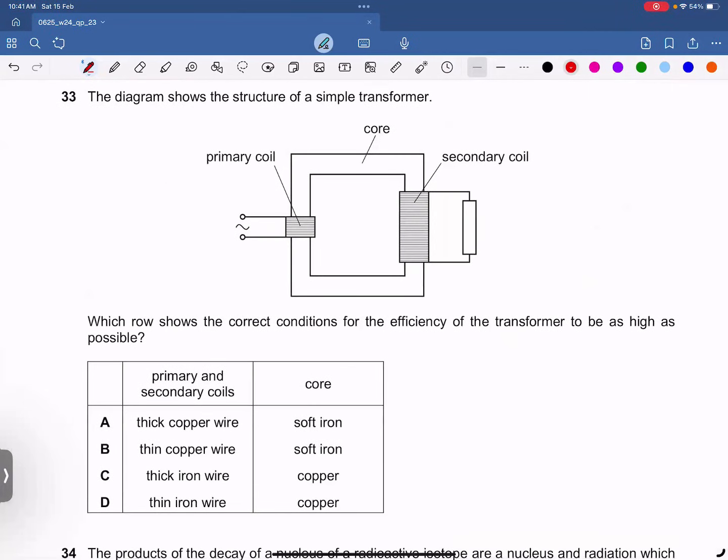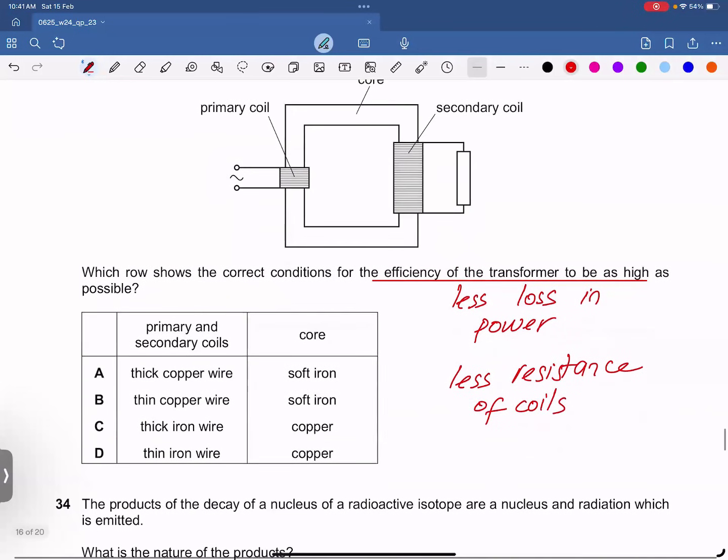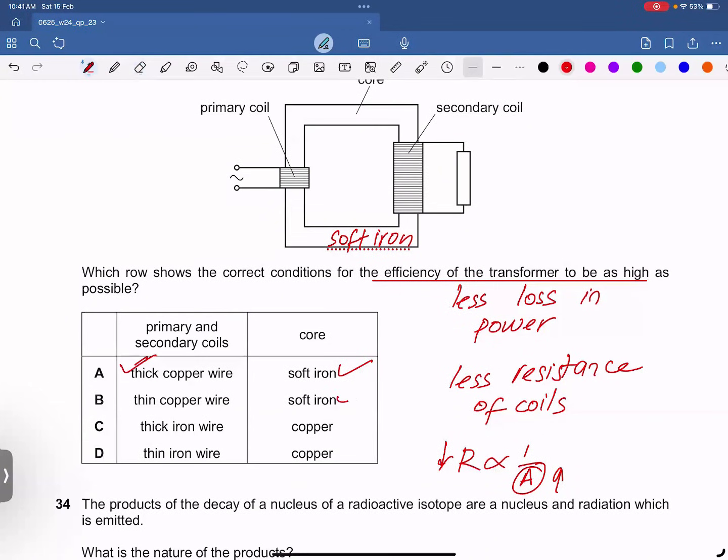Transformer. The diagram shows the structure of a simple transformer. Which row shows the correct conditions for the efficiency of the transformer to be as high as possible? High efficiency means less loss in power. So try to have less resistance of coils. We can use thick wires, as resistance is inversely proportional to area. Thick wires have more cross-section area, less resistance. The core is always soft iron. So soft iron and thick copper wires. As I told you, the option is A.